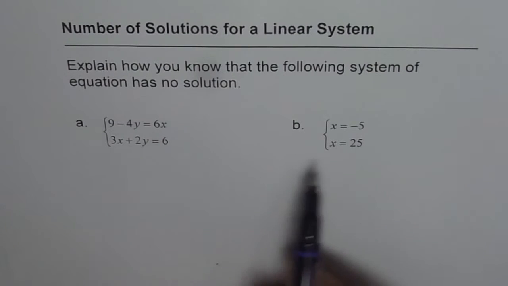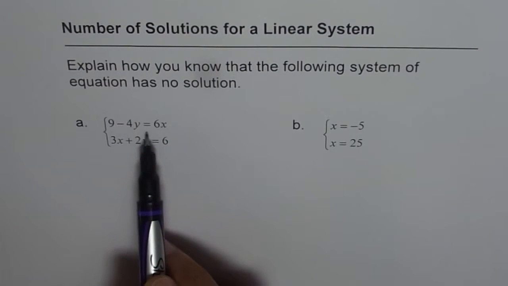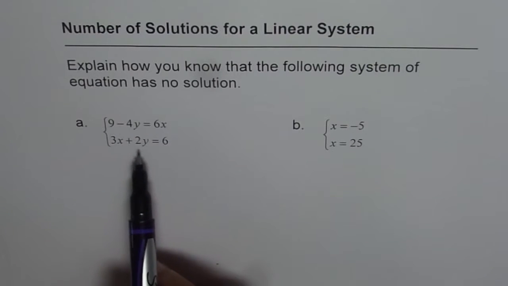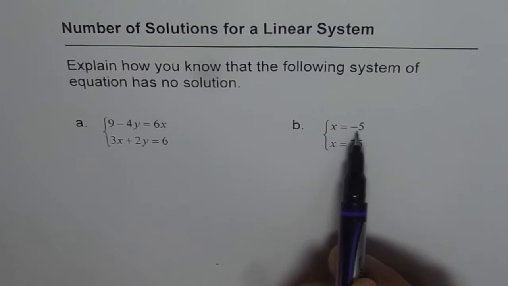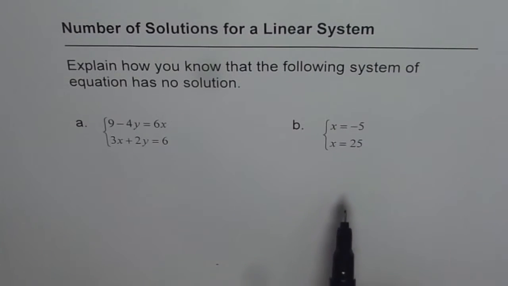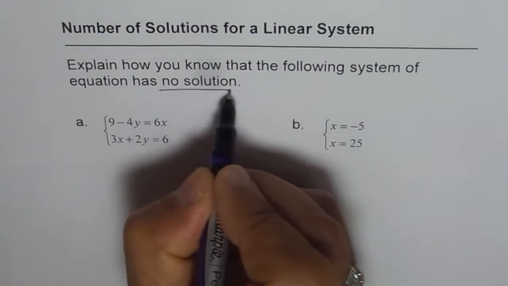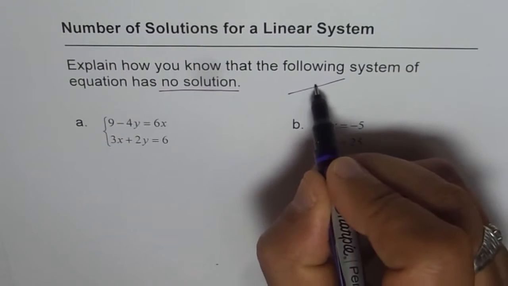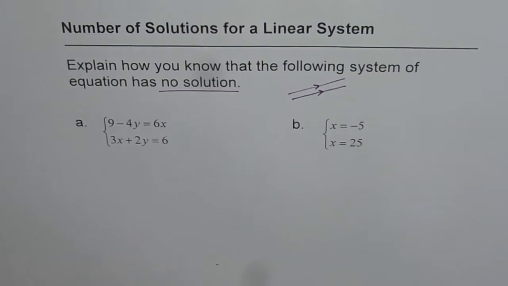So we have two systems of equations given. The first one is 9 minus 4y equals 6x and 3x plus 2y equals 6. The other one is x equals minus 5 and x equals 25. When we say that the system has no solution, it means that the lines are parallel, right?